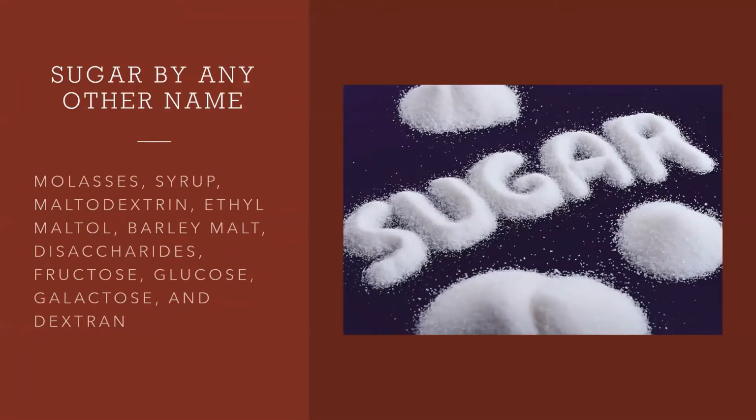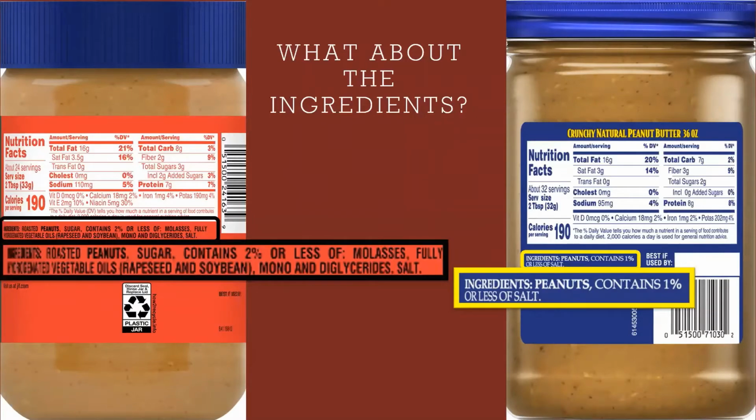As you can see, these ingredients lists are quite different. One of them says there's molasses, fully hydrogenated vegetable oil, rapeseed and soybean, mono and diglycerides. What are all of those? The other one's pretty easy. It contains peanuts and 1% or less of salt.